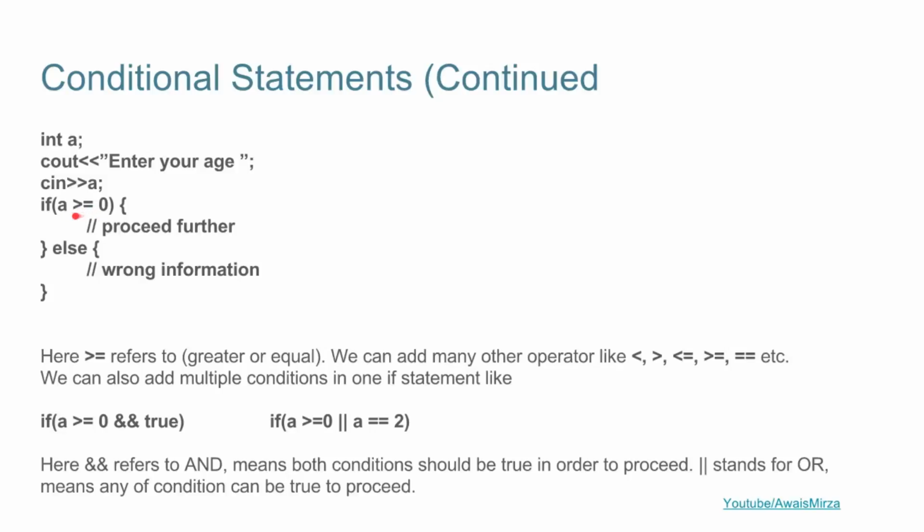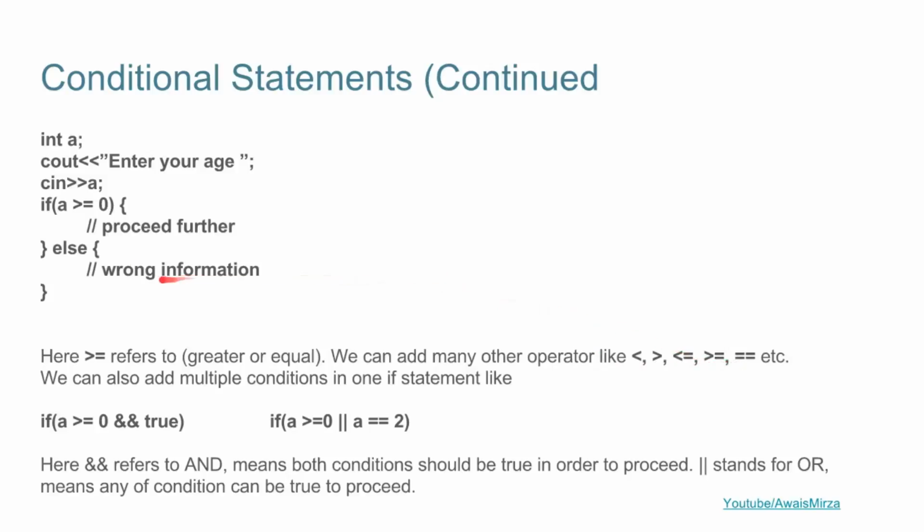The greater than or equal to sign means that if the value of a is greater than 0 or equal to 0, then proceed further and come inside the if block. If any of these conditions matches, then it will come inside this block. There are many other operators, like you can see that we have less than, greater than, less than or equal to, greater than or equal to.